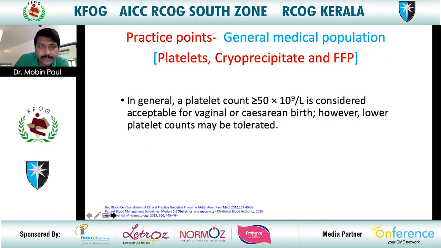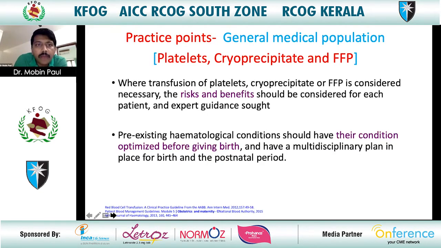Coming to platelets, cryoprecipitate and FFP: a platelet count of more than 50,000 is considered acceptable for vaginal or cesarean birth. However, lower platelet counts may be tolerated in case of non-immune thrombocytopenia or immune-mediated disorders. Where to transfuse platelets? Risk-benefit should be assessed based on the patient. Most of the time, if possible, get expert assistance.